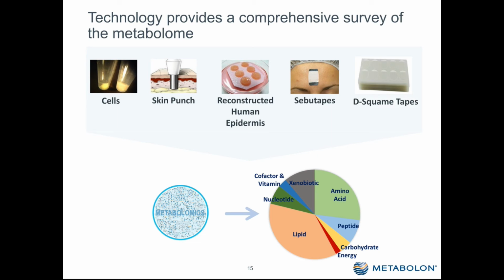So I just want to remind all of you that while there is a specific lipid panel for different matrices depending on the lipid composition, all of those sample types can be run on the global metabolomic platform. And the global metabolomic platform can provide you information on amino acids, peptides, carbohydrates, energy, nucleotides, cofactors, xenobiotics. So really, the combination of the metabolomics and the lipidomic platform can provide the most comprehensive survey of the metabolome.